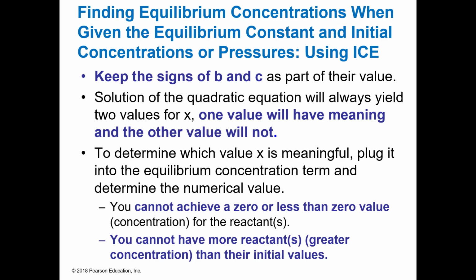You have to make sure you keep the signs with the b and the c part of that equation. Also remember, if you do a quadratic, then only one of the values will make sense. One of them will not be possible, and the other one will make sense. That is, you can't have a 0 for a product, and you can't have more reactant when you get done than you started with. Those are some clues that you can't have that particular value of X, and one will make total sense. You just have to look at that and make sure that it makes sense to you.